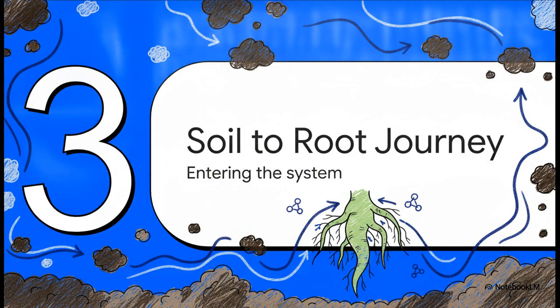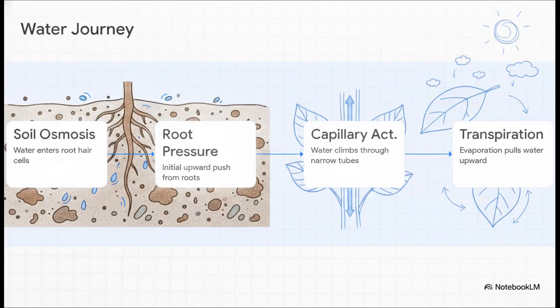Let's jump to Section 3, Journey from Soil to Root. We're going to see exactly where and how water first enters the plant system. Okay, so we're starting a chronological flowchart to track this water droplet's journey. We've mapped out 4 main steps here: soil osmosis, root pressure, capillary action, and transpiration pull. But notice how those last 3 steps are visually dimmed out right now?